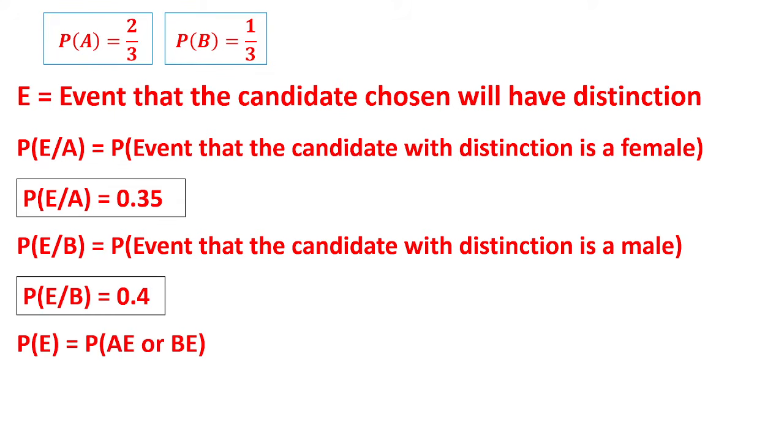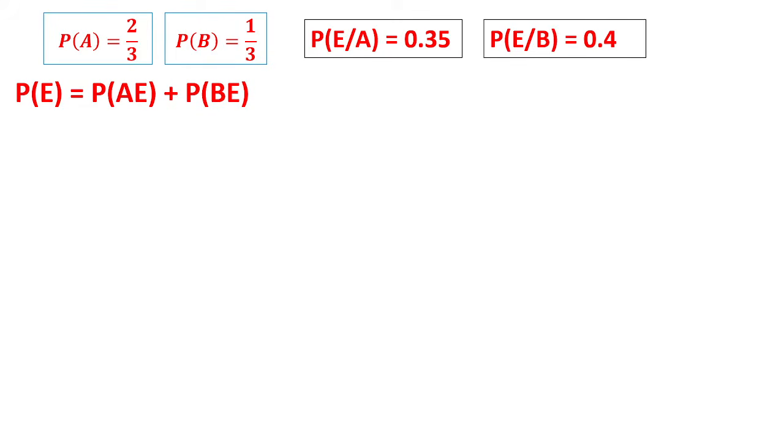Now we have to find P of E, that is the event that the candidate will have a distinction, either it may be a male candidate selected having distinction or a female candidate getting distinction. Now these two, A intersection E and B intersection E, are mutually exclusive, therefore we are adding.